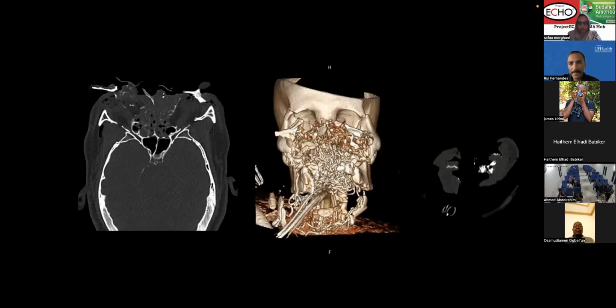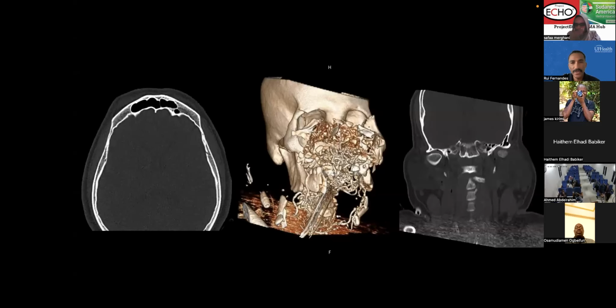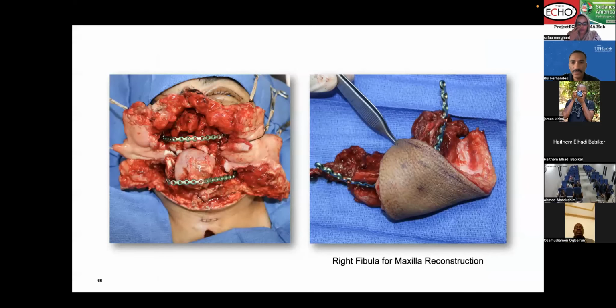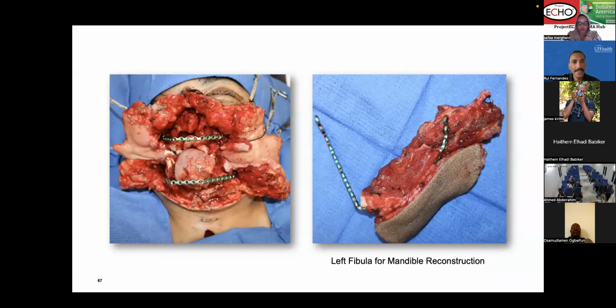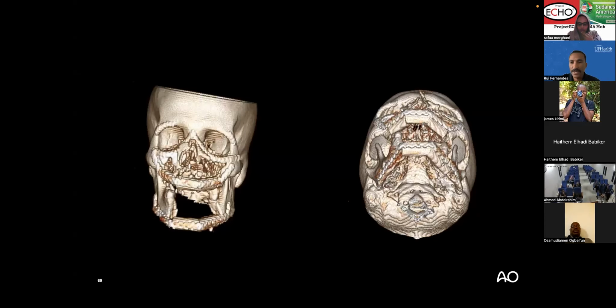And then for him, initially after the debridement, putting some of these bones together in the NOE region, and then doing a 3 free tissue transfer, one setting: right fibula for the maxilla, floor of the nose and palate, left fibula for the mandible and the floor of the mouth, and then anterolateral thigh for the chin and neck. Altogether, we're able to get him from what he presented to this, where you have bony reconstruction of both the mandible as well as the midface.